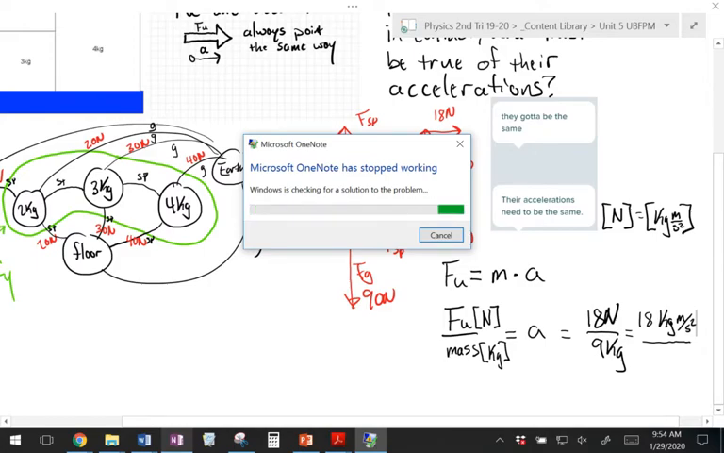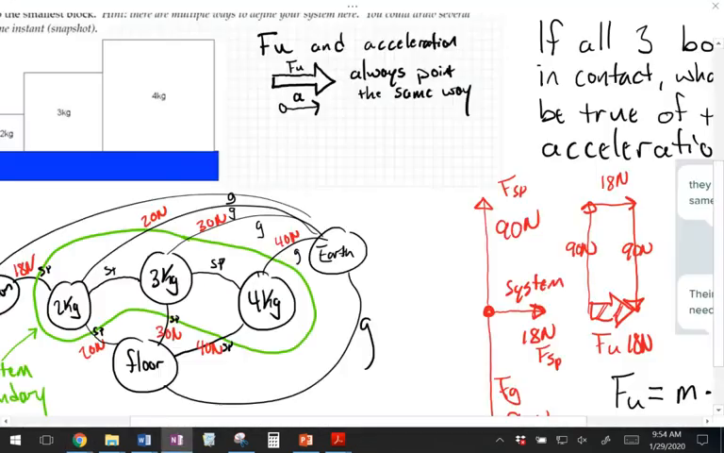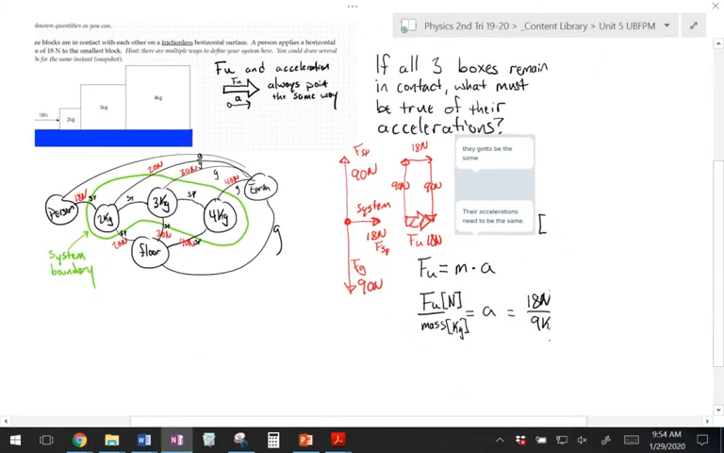Microsoft OneNote, why have you stopped working? Why have you started working again?